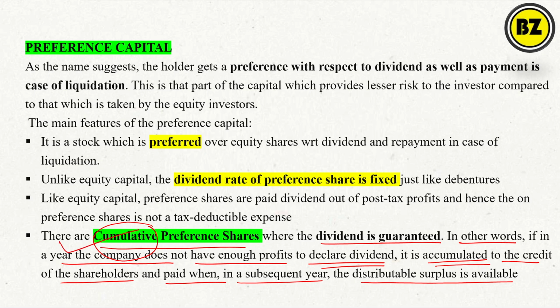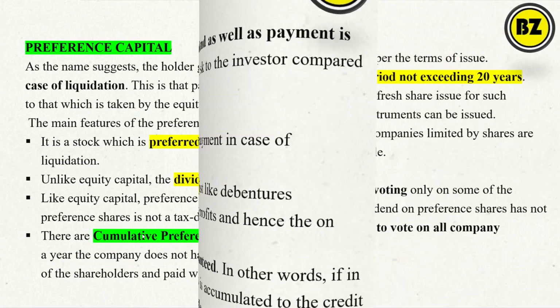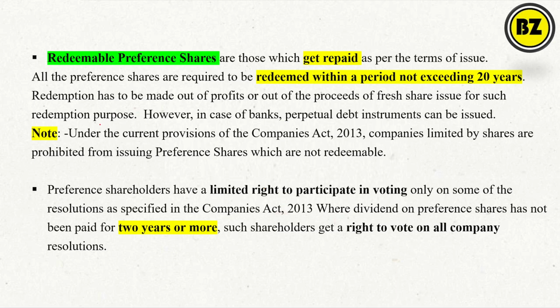Okay. So this is the same. By the name itself you are getting the meaning of the shares. Now see, redeemable preference share. Again, it is a preference share, but what does redeemable mean? These are those which get repaid as per the terms of issue. It means while issuing itself, they are saying that you have to repay it. After some time you will get repaid.